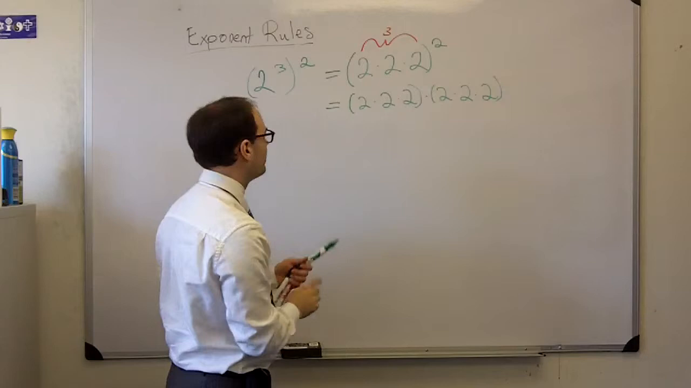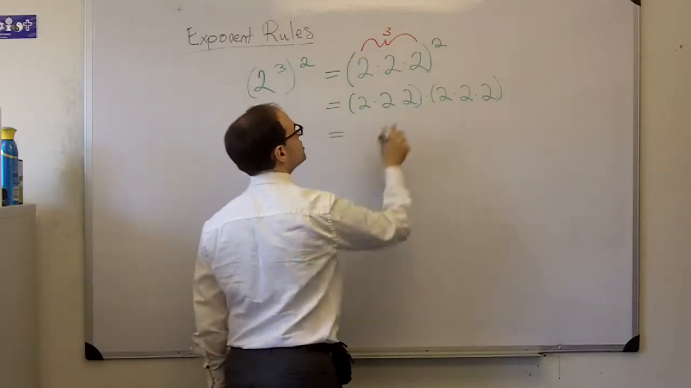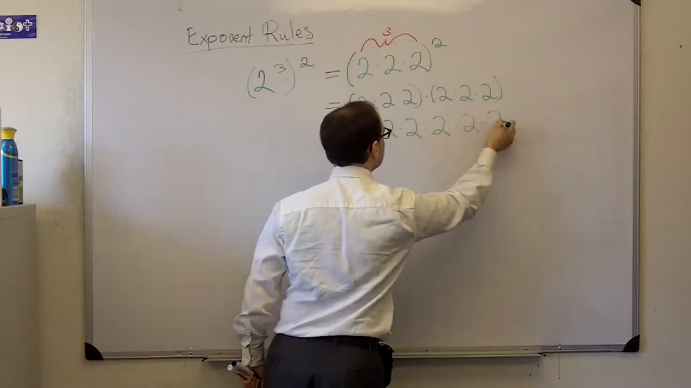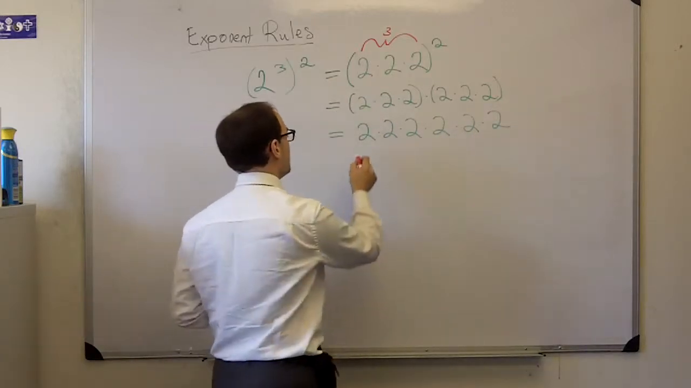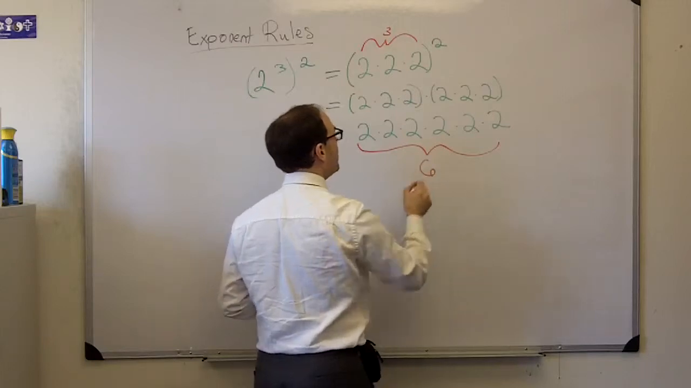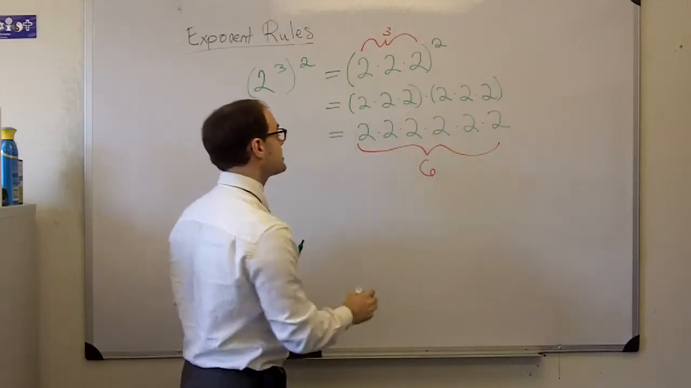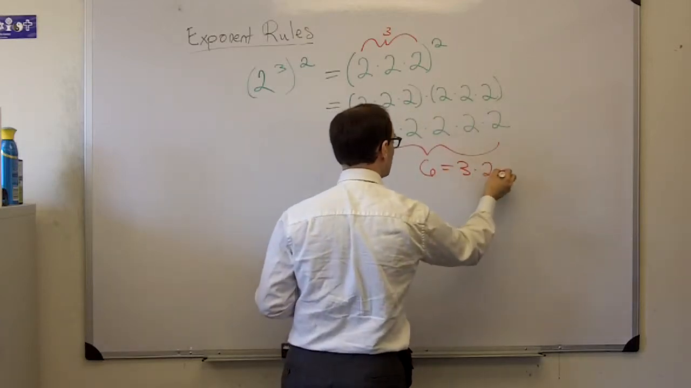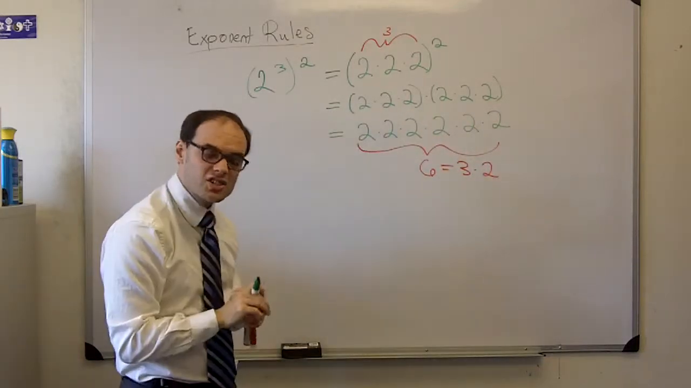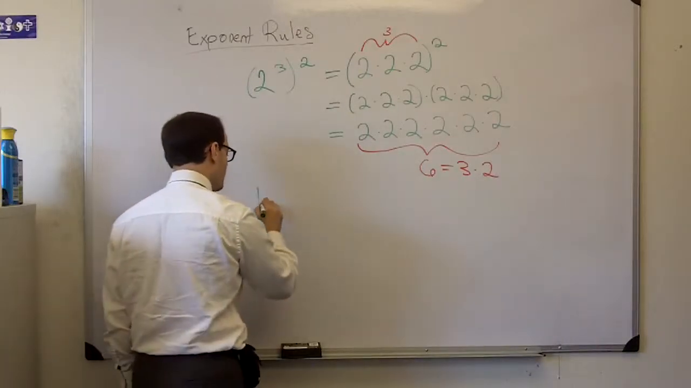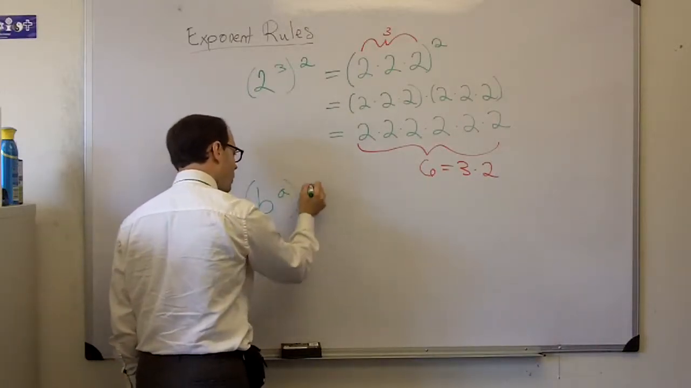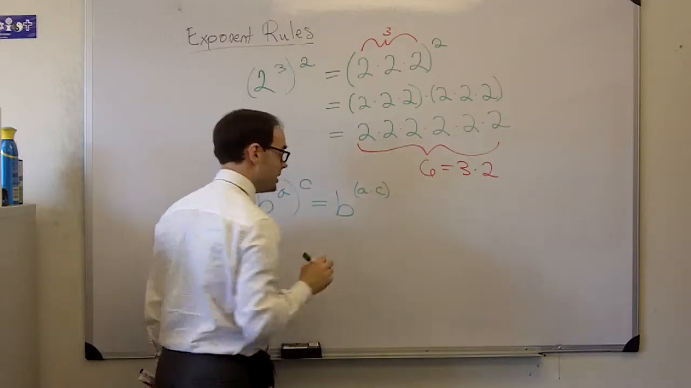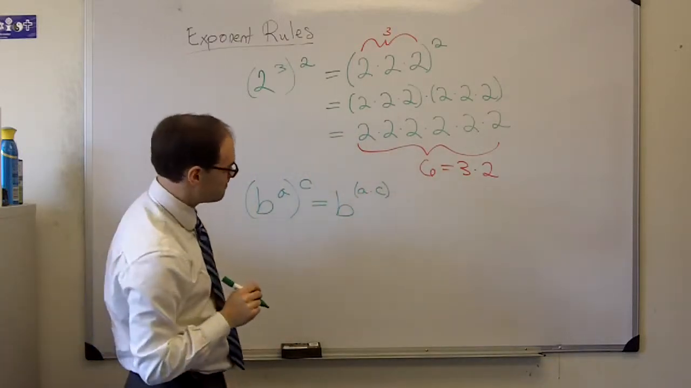Now, how many do I have? Well, if I regroup, switch those parentheses around, I now have, hey, I've got 6 of them. Now, what's 6? 6 is 3 times 2 of them. Which this really suggests that the exponent rule, b to the a all to the c, is really b to the a times c. Okay.